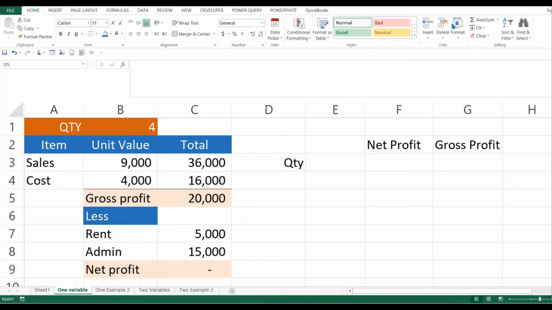In this video, I'm going to look at the what-if analysis using data tables. What-if analysis using data tables. So what do I mean by this? That's what we are going to look at.